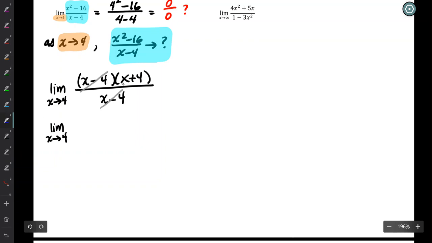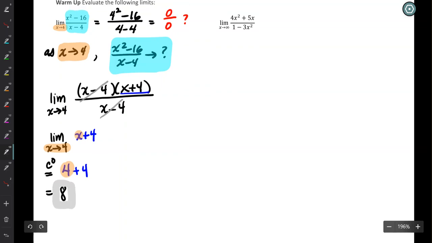I now have a new function, x plus 4, and that function is perfectly continuous at x equals 4. So now when I'm getting to do this direct substitution, I'm plugging in the 4 for that x. We get 4 plus 4. We've evaluated the limit. 8.